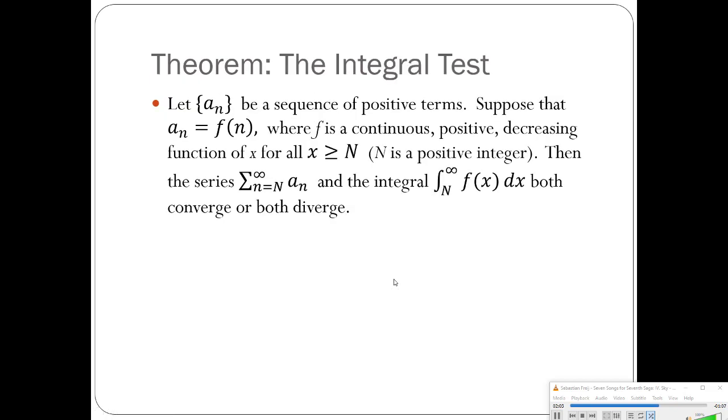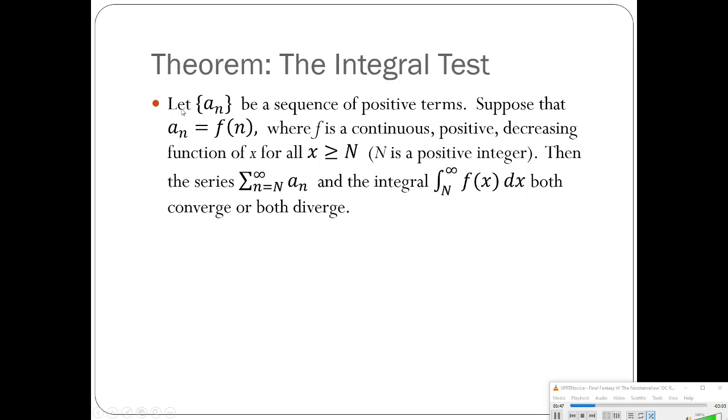Now let's get to the big one, the integral test. So if you have a sequence of positive terms, a sub n, and the formula for the sequence equals the formula of a function that is continuous, positive, and decreasing for all x greater than or equal to some positive integer capital N, then the series from n equals capital N to infinity, basically the tail of the series, and the integral from capital N to infinity both converge or diverge.